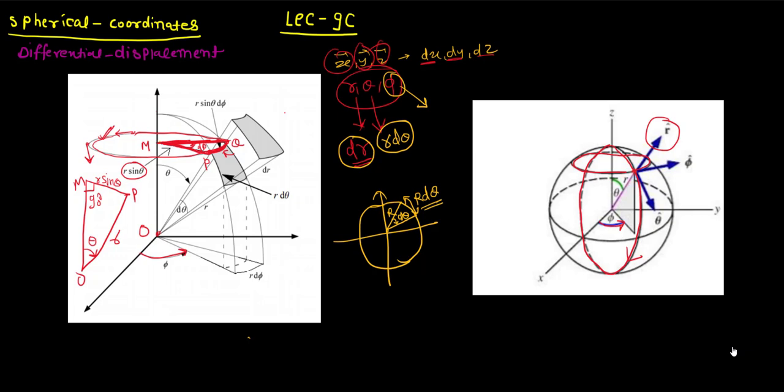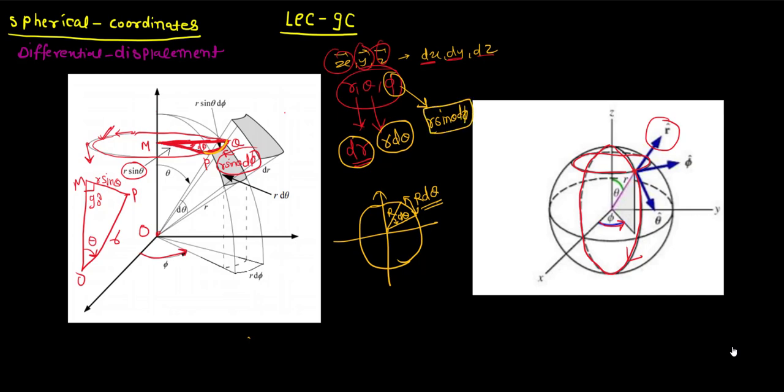Now once we have the radius of this horizontal circle, we can say this length of the element, this yellow portion, is simply r sin theta times the angle we have moved. The angle we have moved is d phi. So in the direction of phi cap, we would have the length of the element as r sin theta d phi.